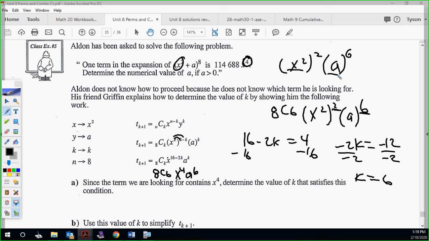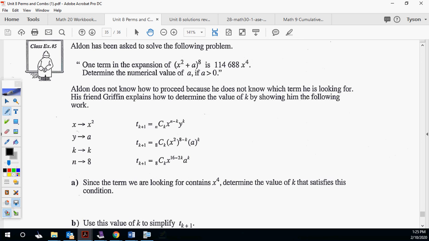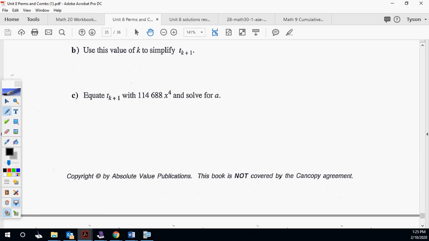All right, so we kind of answered some of this stuff. The term we are looking for contains x to the 4th, the term, the value of k, so we did that already. K was 6. Use the values of k to simplify, and we just did this as well. So we did a and b already. Oh, they want us to actually multiply it out, though. So what is the actual value of doing that?